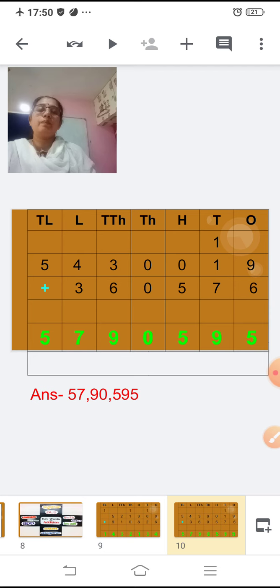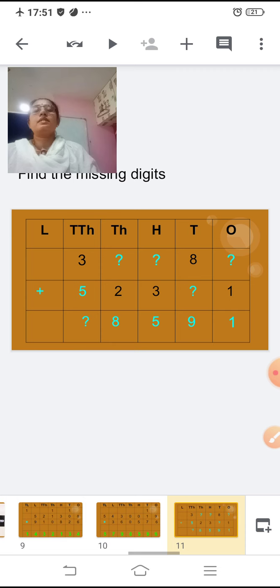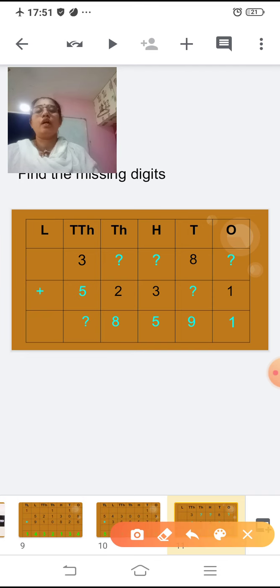Now when you put the commas, you read the number as 57 lakh 90,595. Now based on this addition, there are some sums where the numbers are not given, that is, you have to find the missing digits. Now this is an addition sum. In this slide you can see there are some places where question marks are put. That means you have to find the numbers.